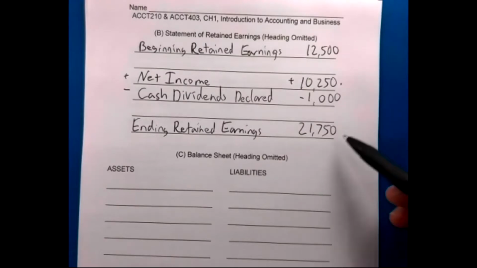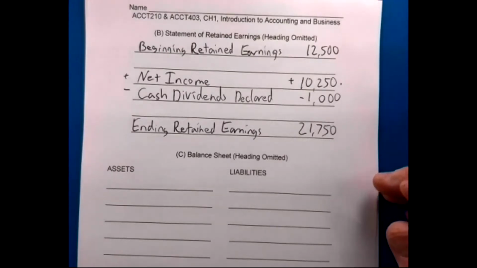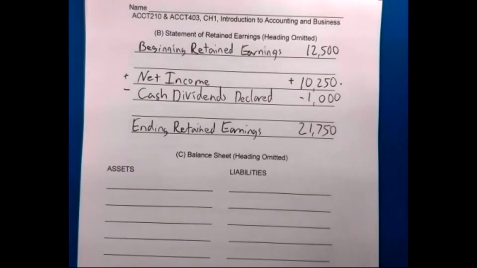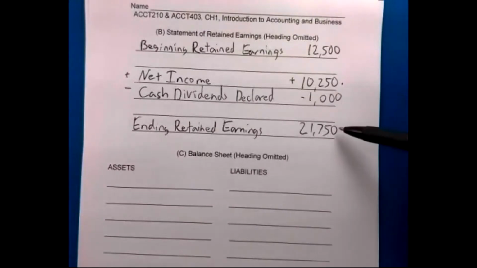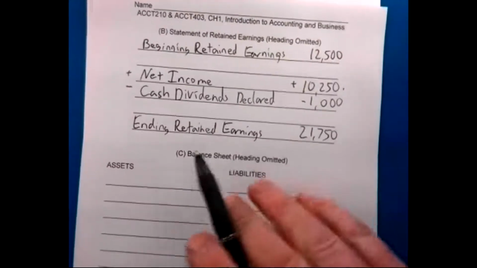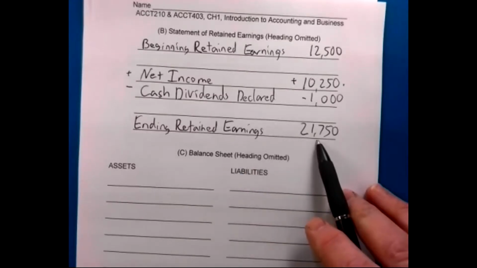the company. If this goes down to zero, then they can't take out any money. So if they're going to pay out dividends, they have to have it. It's like your piggy bank. If the piggy bank's empty, you can't take anything out of it. Same thing here. So this is what they have in the piggy bank. It's the most they could pay out in dividends. 21,750.